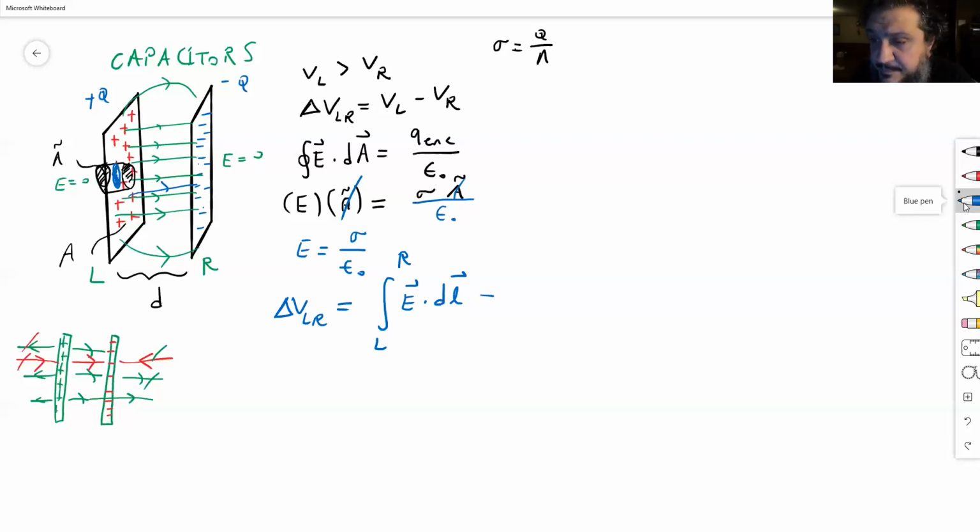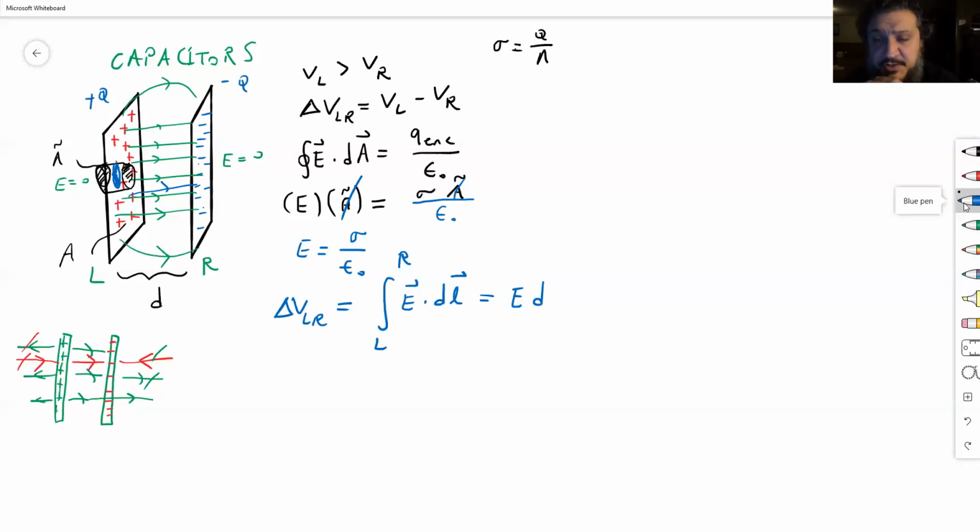Therefore, this integral doesn't have any cosine theta, or theta is 0. It's just 1. The integral just becomes, since E is uniform, meaning a constant, it just is E times D. Okay, that's your integral. E times D. All right, good. We found the potential. Now, what about the total charge Q?